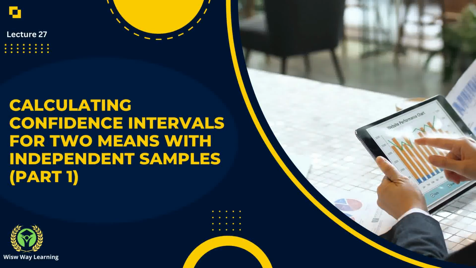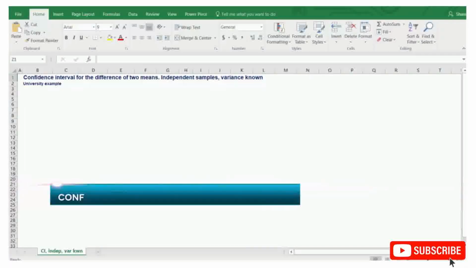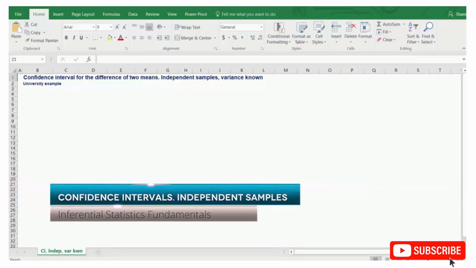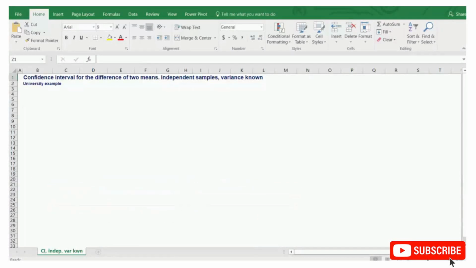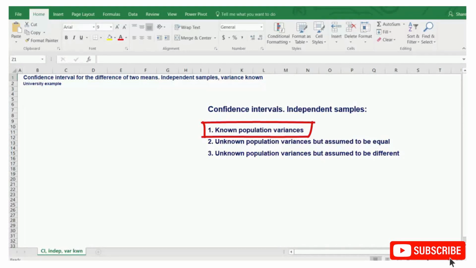Lecture 27, Calculating Confidence Intervals for Two Means with Independent Samples, Part 1. In our last video, we learned about confidence intervals for two means based on dependent samples. In this video, we will explore independent samples. As we said earlier, there are three sub-cases: known population variances, unknown population variances but assumed to be equal, and unknown population variances that are assumed to be different. Here we will focus on independent samples with known population variances.